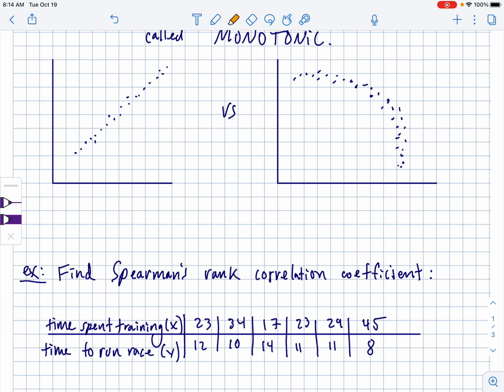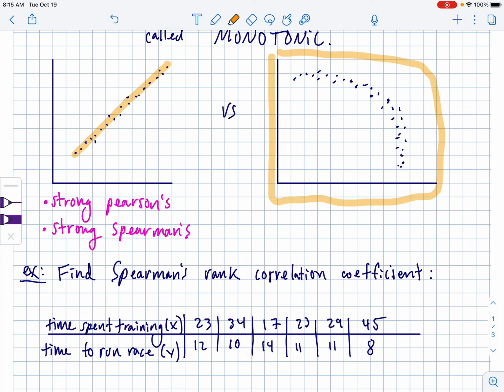So here's just a visual to help you with the difference between Spearman's and Pearson's. This first graph has a very strong linear positive correlation. This would have a strong Pearson's, but also a strong Spearman's. So Spearman's works for linear data. But if it tends to look linear, you should use Pearson's because that's the standard for linear data.